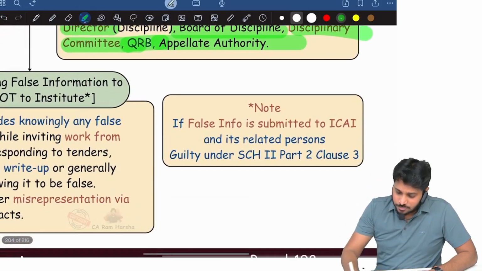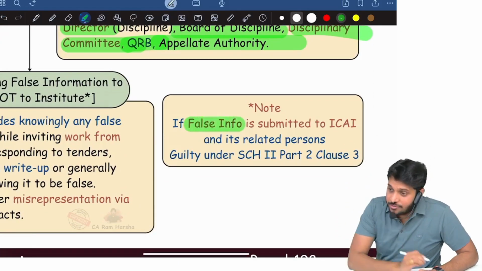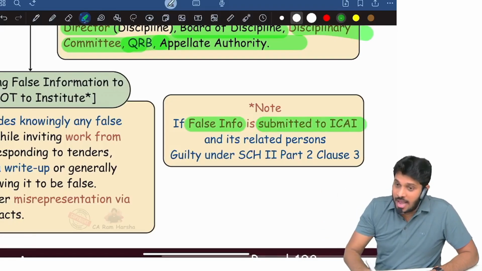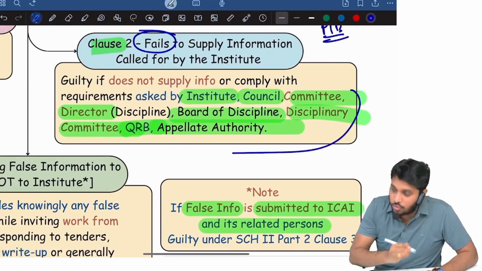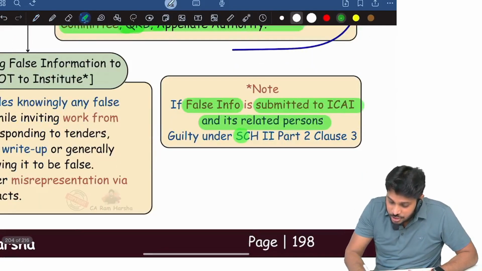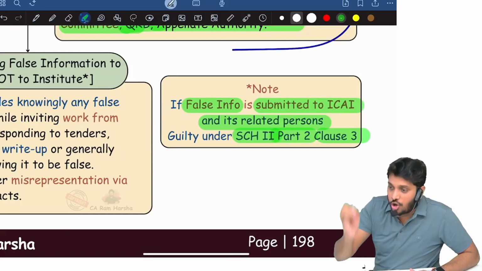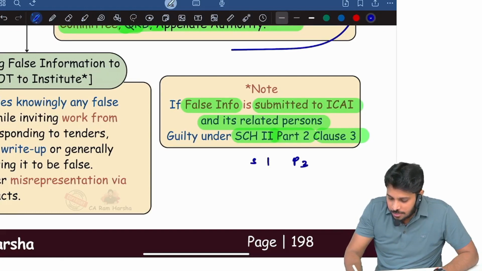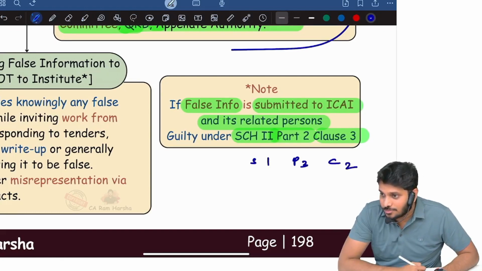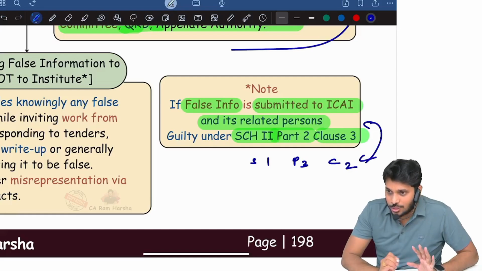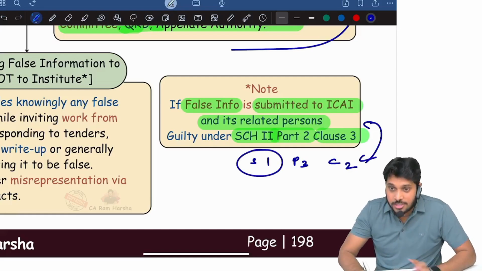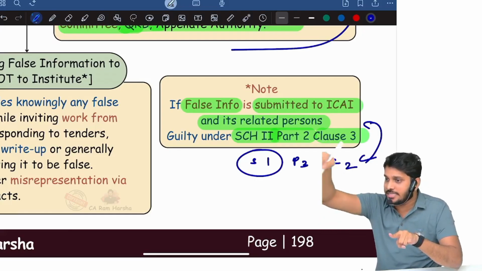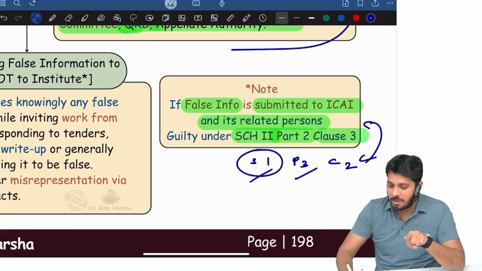Now, if you are giving false information, which means you responded but gave false information to ICAI and its related persons, related persons means this only, then you are guilty under schedule number 2, part number 2, clause number 3. Understood? Whereas here it is schedule number 1, part number 3, clause number 2. Exactly the opposite. Clear? So schedule number 1 talks about no response. You are not giving the information to the institute and its related persons. So that's a schedule 1 offense, part number 3, clause number 2.